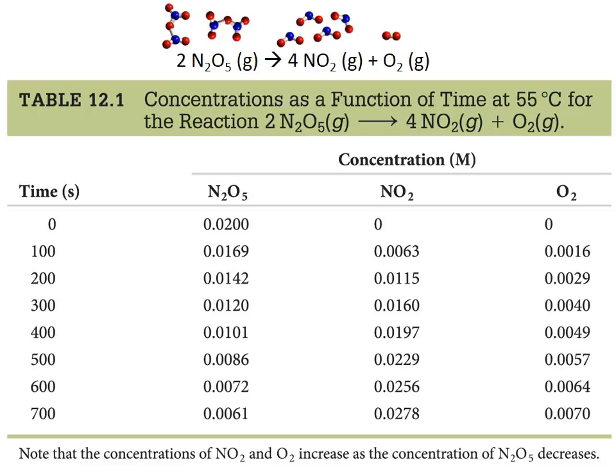So at time 0, we have only dinitrogen pentoxide, and none of the products, 0 and 0 in columns 3 and 4. And then if you look at the column for N2O5, you can see that the concentration goes down because it's a reactant. And if you look at the 2 columns on the right for the product concentrations, NO2 and O2 both go up over time. So this is the table I wanted to talk to you about.